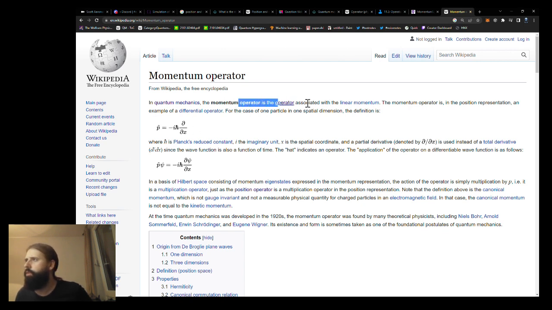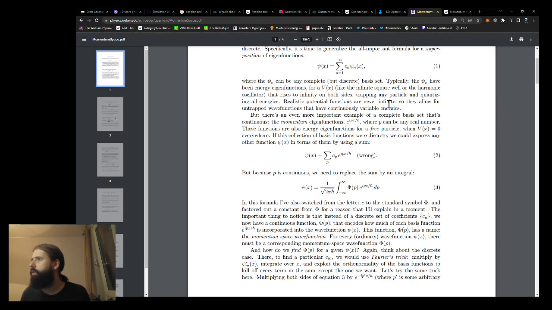The momentum operator is the operator associated with the linear momentum. In the position representation, it is an example of a differential operator. So this is the momentum operator in position space. Essentially, this is the momentum operator that you can apply to a wave function expressed in position space to obtain the momentum. I don't understand why you can do that at all.